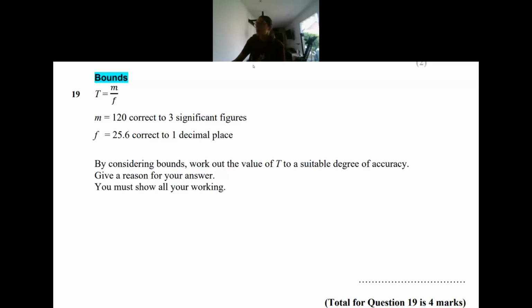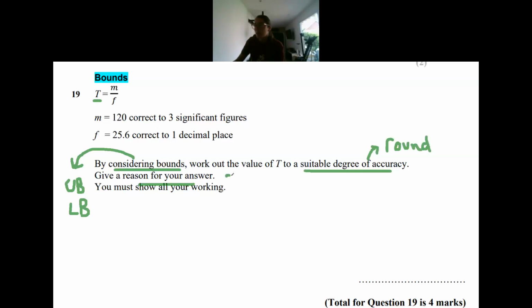Right, so bounds. By considering bounds, what we mean by that is find both upper and lower bound of our t. To a suitable degree of accuracy, that means we're going to round our answers to the greatest number of significant figures possible, where they both give us the same value. This will make more sense once I've done the question. So, t equals m divided by f. Find the upper bound of t and the lower bound of t.